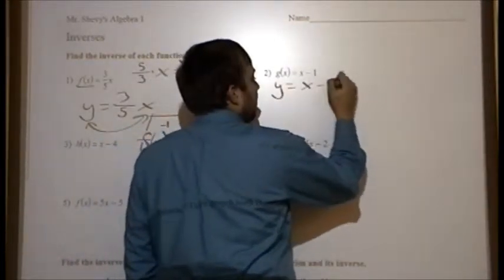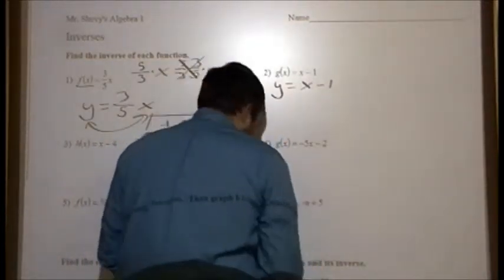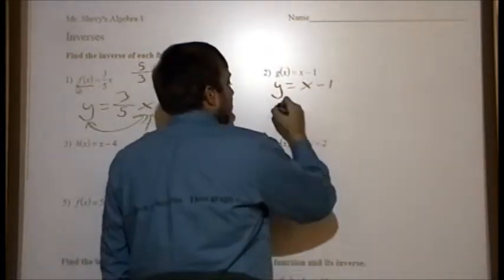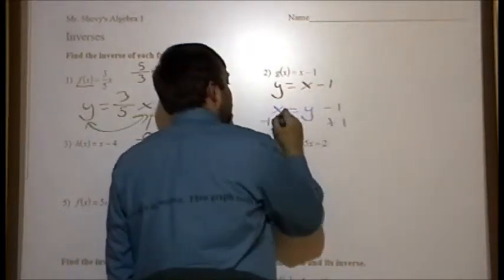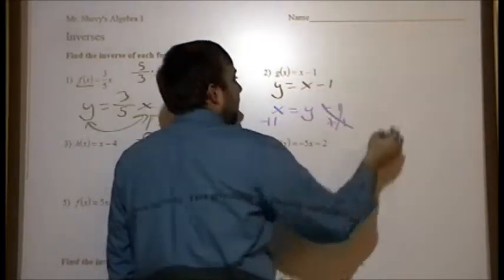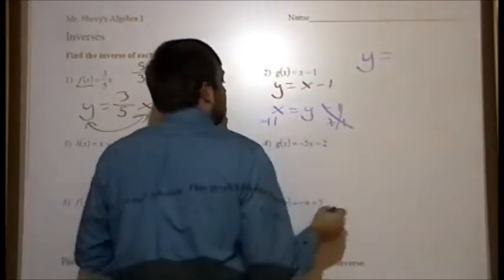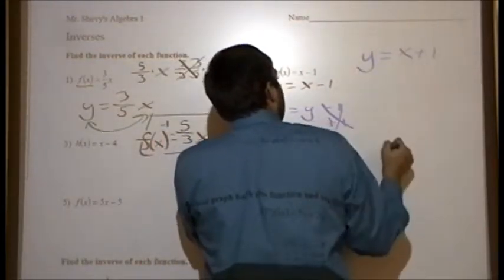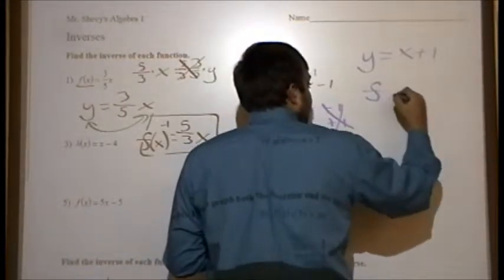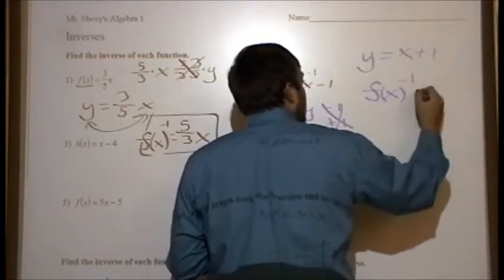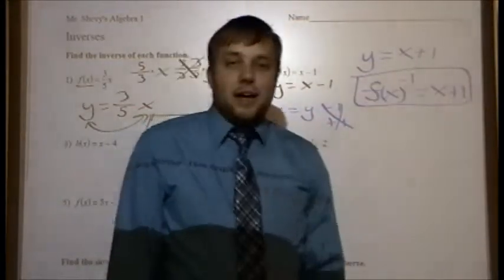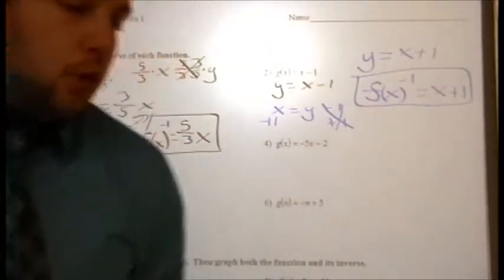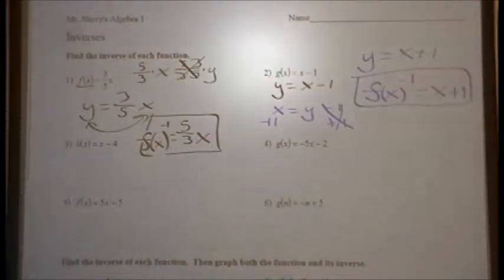Y equals x minus 1. Now I'm going to switch it around, do the inverse. So now I got x equals y minus 1. Alright, get y by itself, so add 1, and that's gone. I'm left with y equals x plus 1. And then, for safety's sake, I might write that as f of x -1 equals x plus 1. Remember that -1 exponent, all it is just for telling me it's inverse. Okay? We doing alright so far?